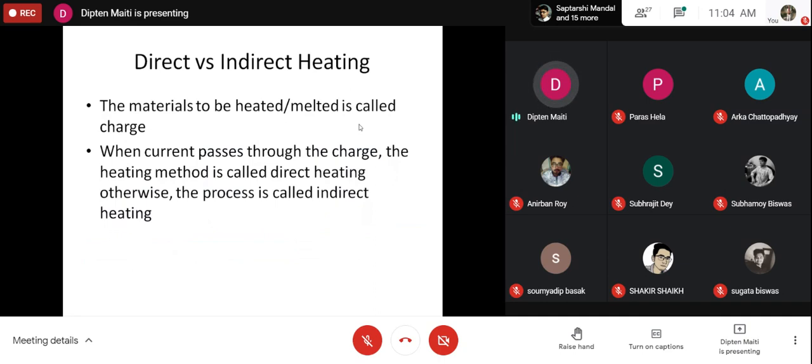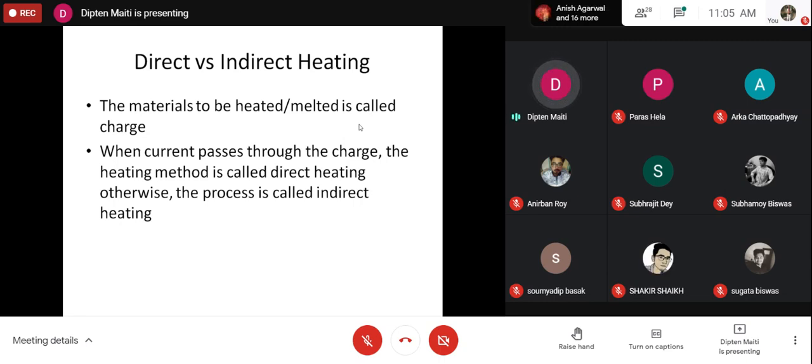So what is this direct and indirect heating? We would have some material to be heated or mostly melted, and this is called the charge. Remember this term, charge. Because we are discussing electrical heating, charge has an electrical significance for the transfer of electrical energy. However, for heating, charge also means the material which we are going to heat or melt. So when you say charge in this class, you need to understand that, not in terms of electrons, protons, or neutrons.